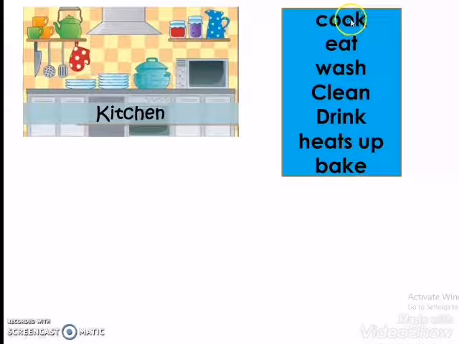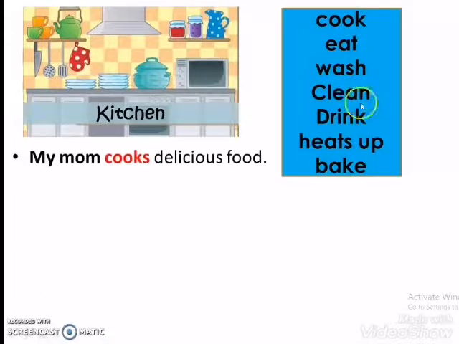Okay, we are going to use each word in a sentence. The first one: my mom cooks delicious food. My mom is a singular noun, only one mom. So for one mom, I add an s to the action verb. We said cook. I write cook. Then I add the letter s. My mom cooks delicious food.